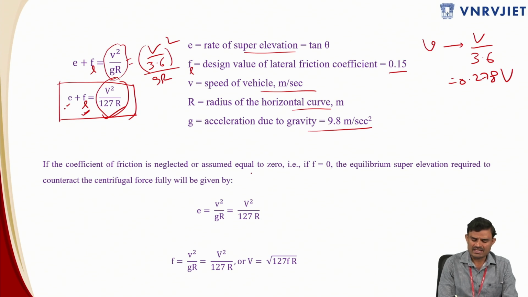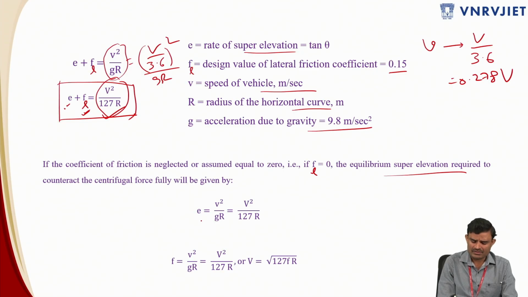If the coefficient of friction is neglected or assumed as 0, that is, you are taking FL equal to 0, then that kind of superelevation is the equilibrium superelevation. Very, very important. What does the term equilibrium superelevation mean? When there is no effect of lateral coefficient of friction, and the entire centrifugal force is being balanced by only superelevation, such superelevation is the equilibrium superelevation. It means you are trying to keep the pressure on the inner wheel and the outer wheel equal.